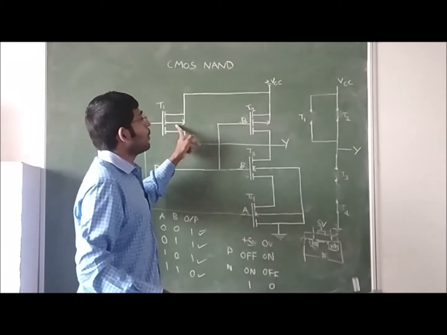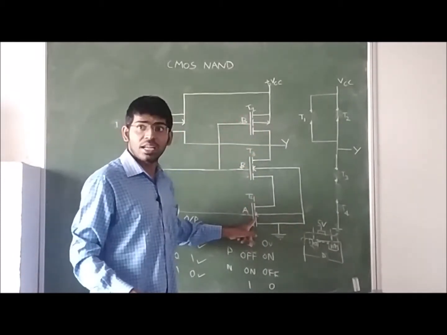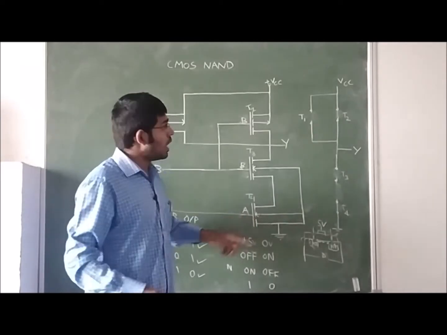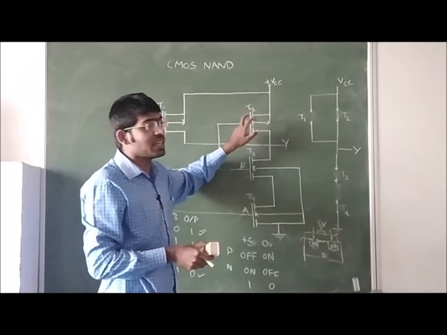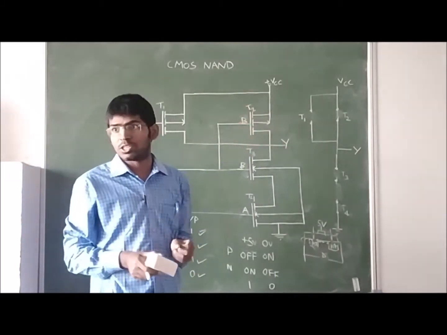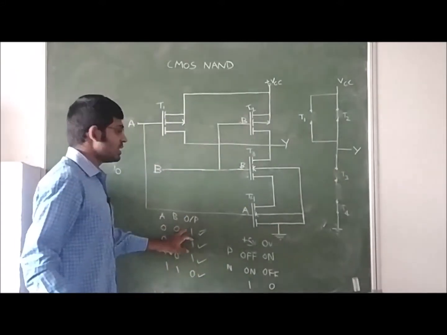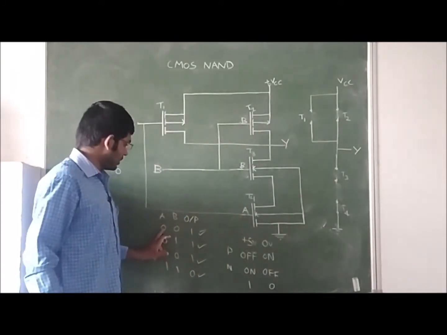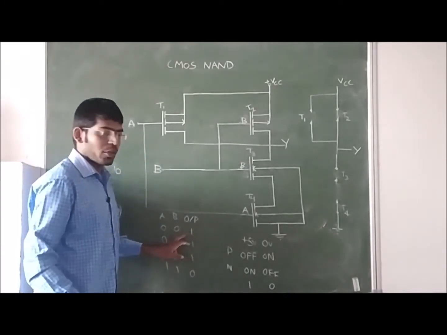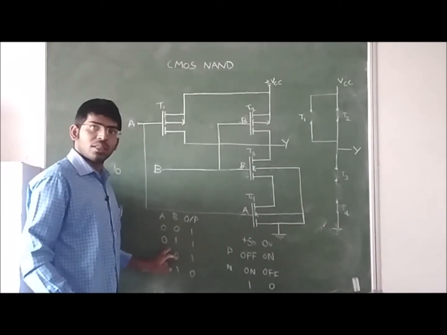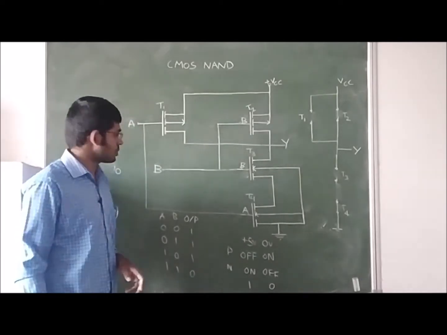These two are P-channel enhancement MOSFETs. These two are N-channel enhancement MOSFETs. For the depletion MOSFET, we do not have these breaks. These breaks are indicating these are enhancement MOSFETs. I am giving the input to the gate. This is the truth table of the NAND gate. If both inputs are 0, then output is 1. If any one input is 0, then also output is 1. If both inputs are 1, then output is 0.